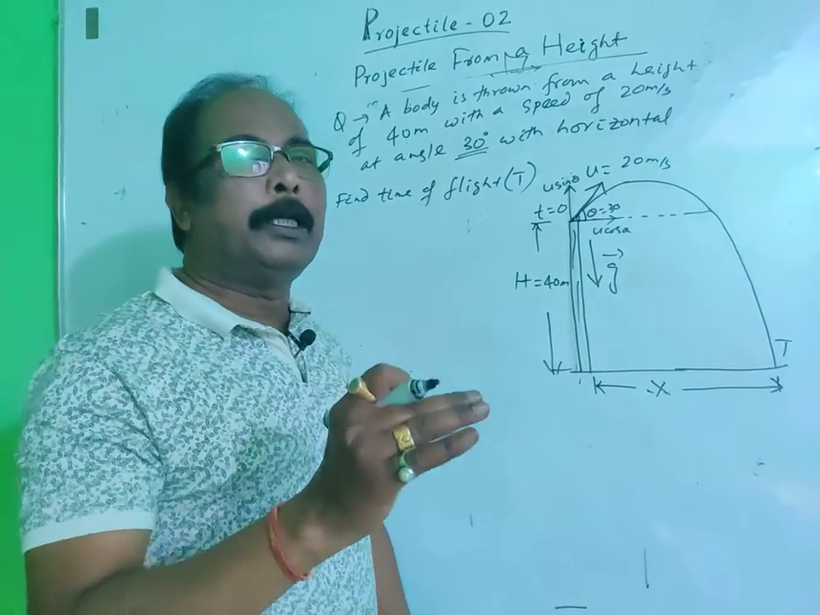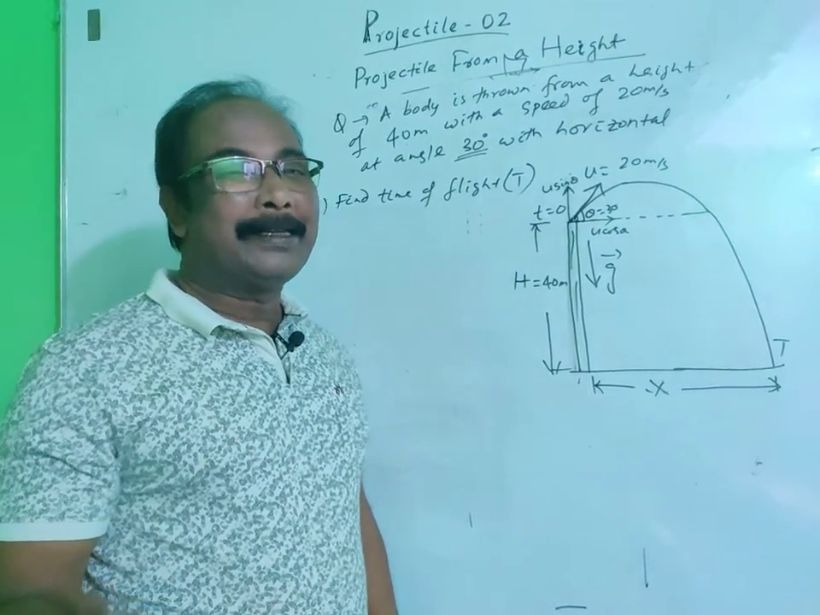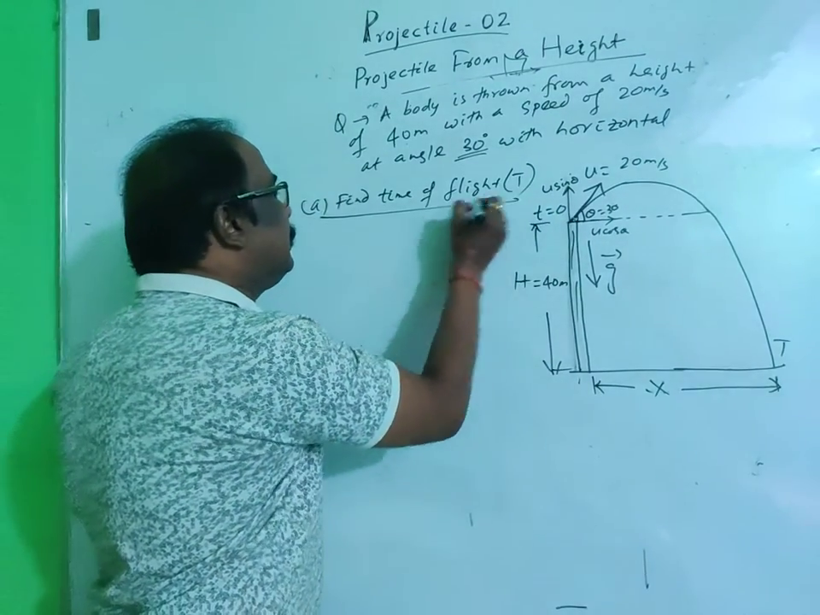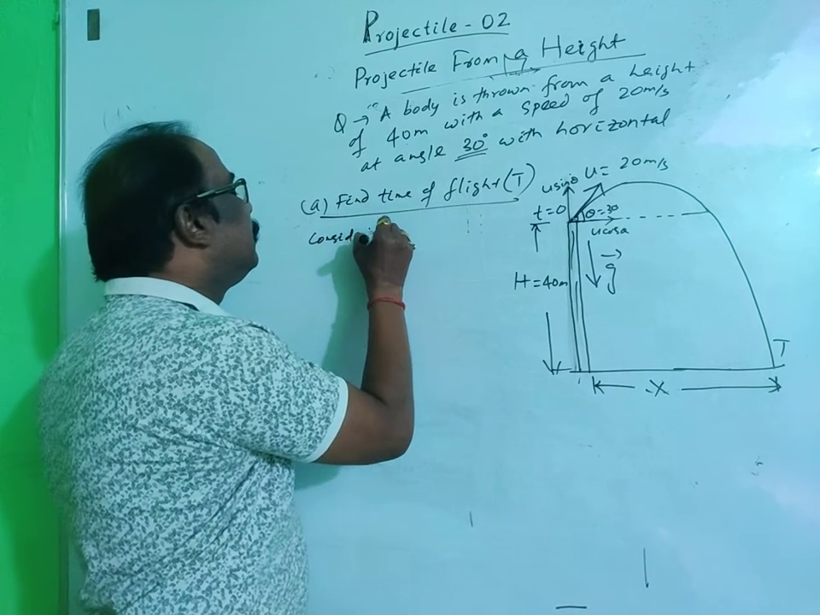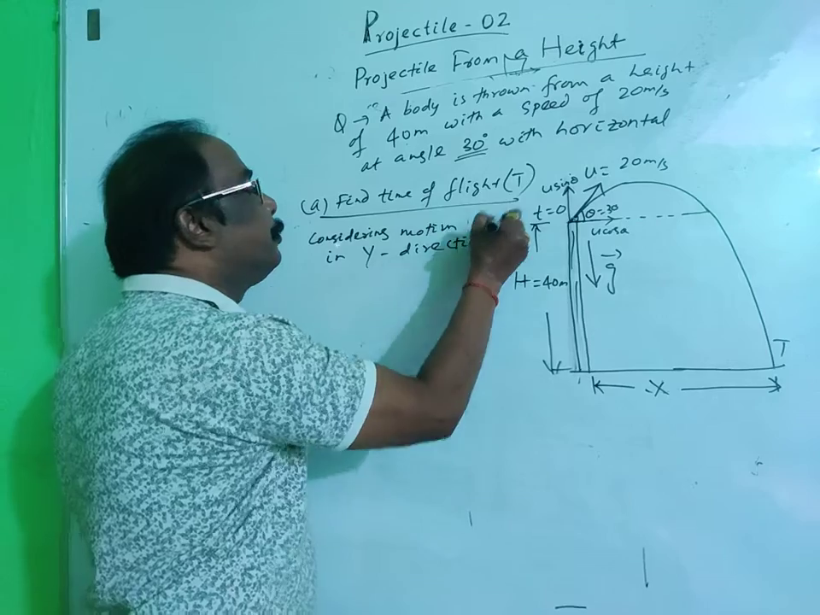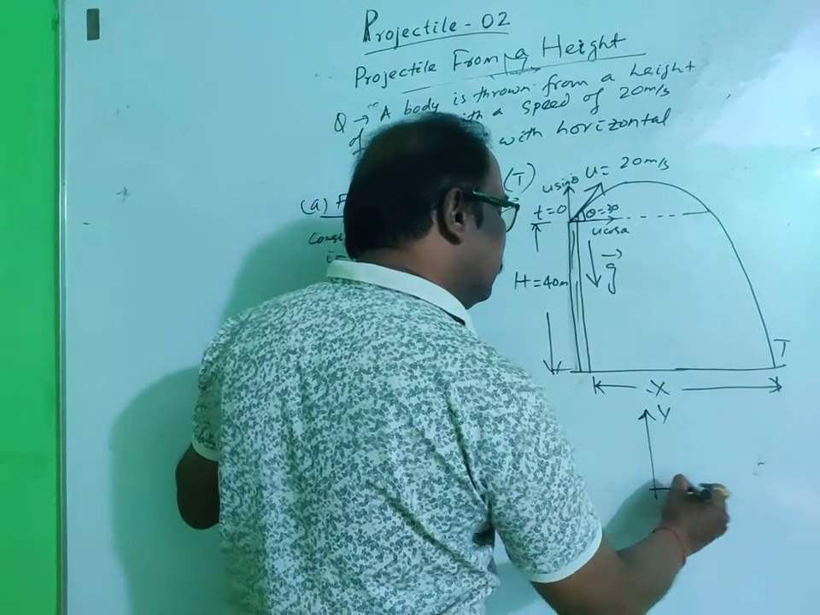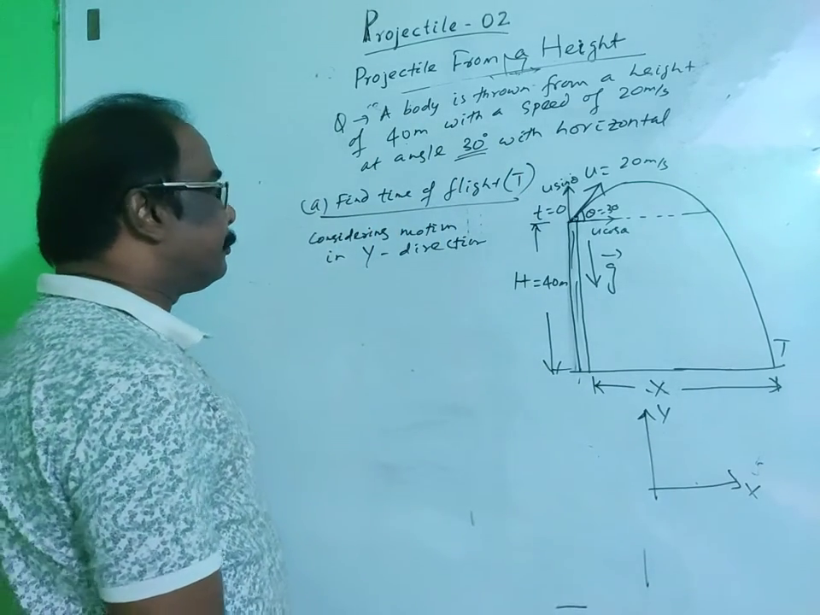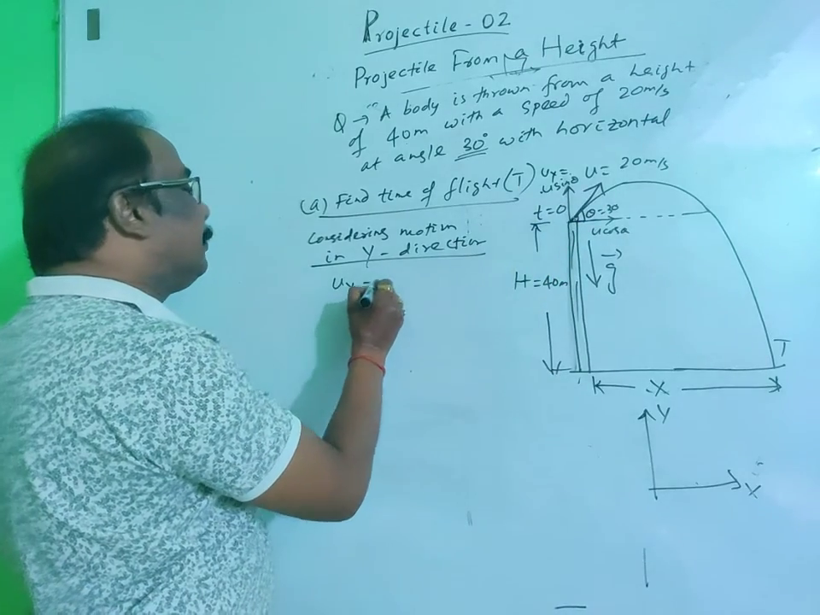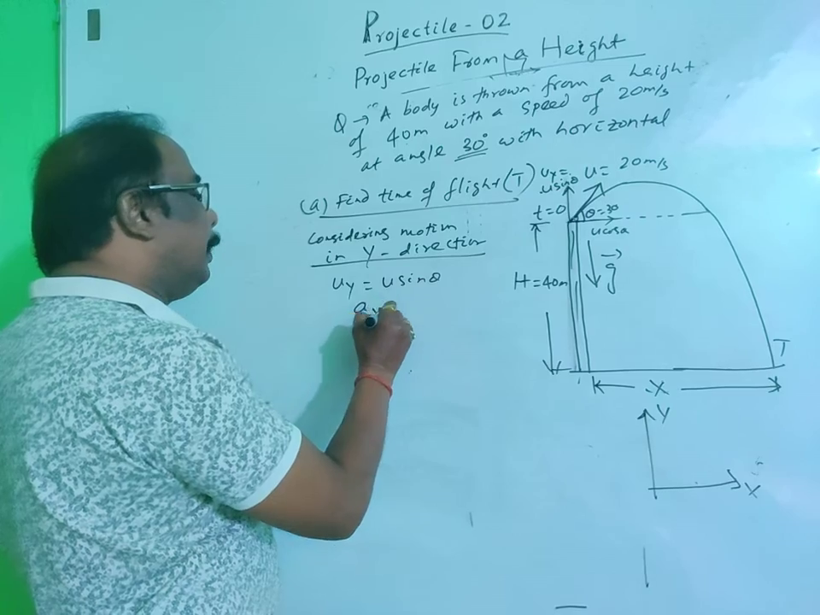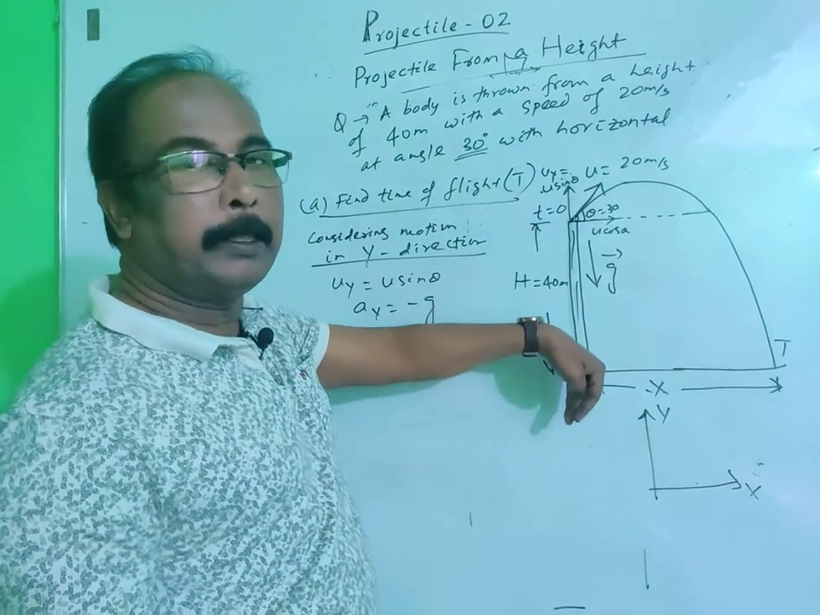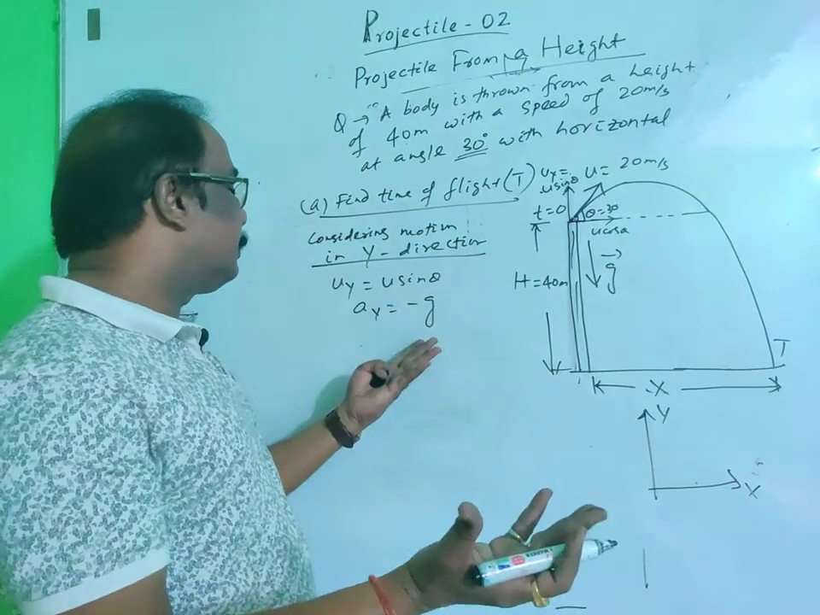The initial direction is taken as positive in general. I have discussed this from the very beginning of kinematics. Considering the vertical motion, motion in the y direction. Vertical means y direction, so this is the y-axis and this is the x-axis. So uy, the initial velocity in the y direction, is u sin theta, and acceleration in the y direction is minus g, because u sin theta is upward and g is in the downward direction, so g opposes u sin theta and is taken as negative.